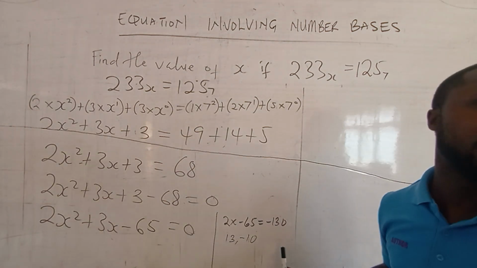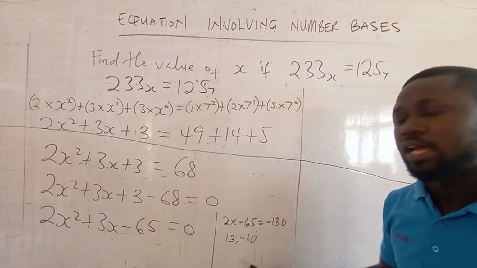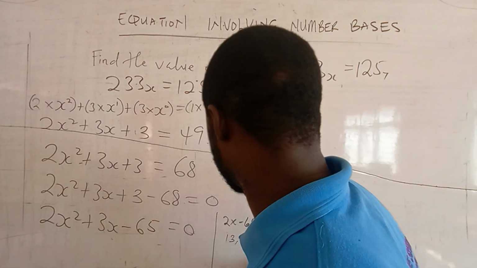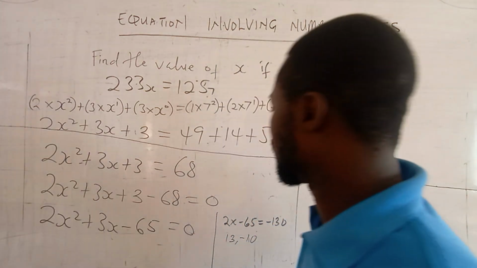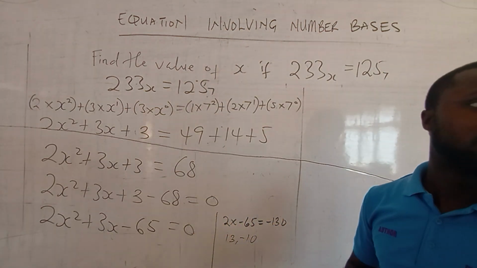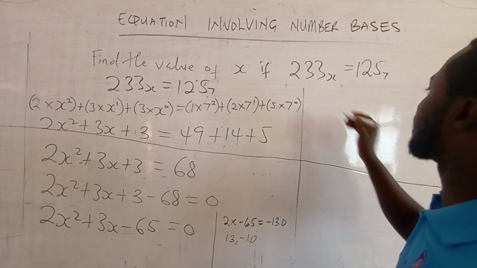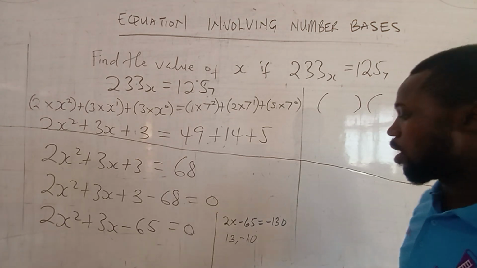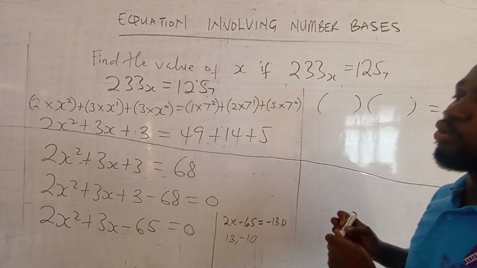13 times minus 10 will give us minus 130. At the same time, 13 plus 10, or 13 minus 10, is going to give us a positive 3. So that is what we have there. So we are going to use this and then we get our two factors. As we are told, we have the short way of getting our two factors.